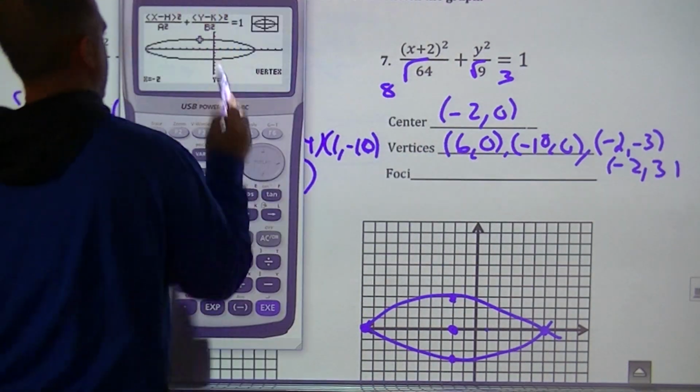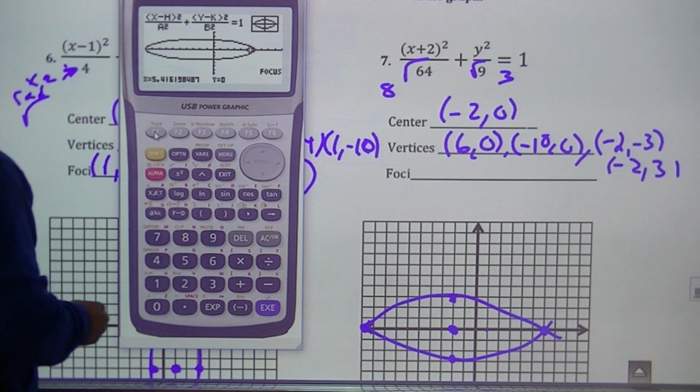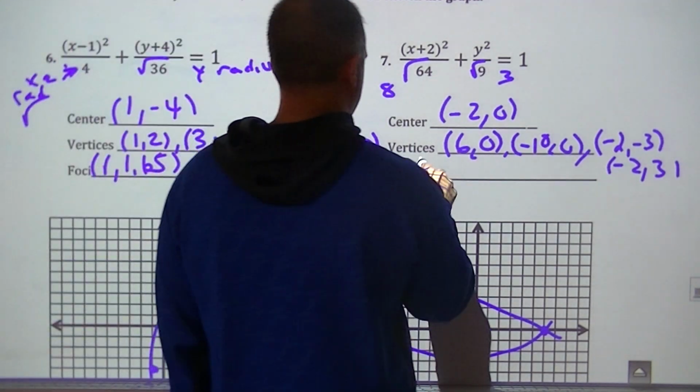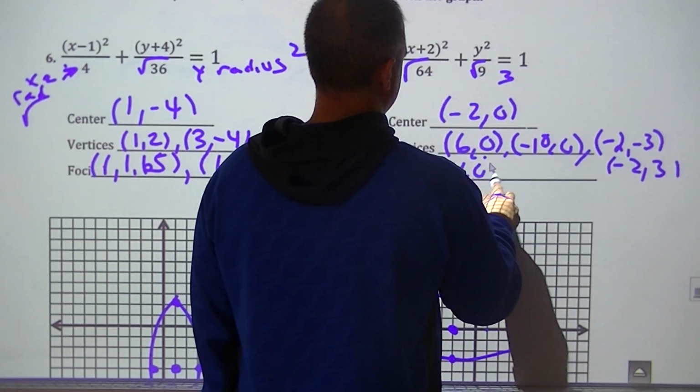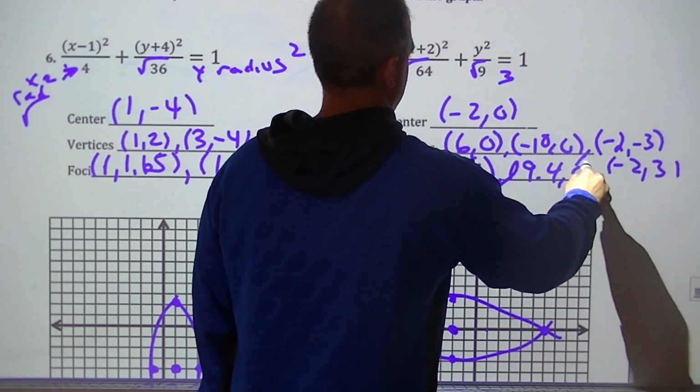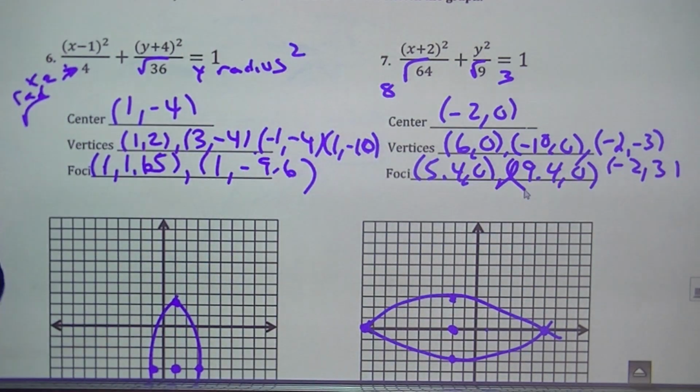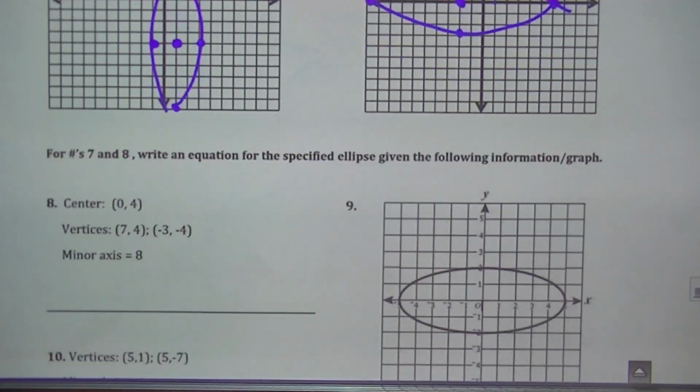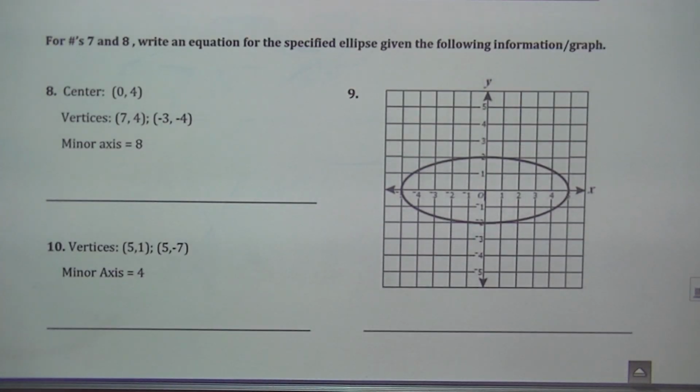Okay, my focus, 5.40 and -9.40. Okay, that's pretty simple. All right. Okay, getting on to our clue questions.